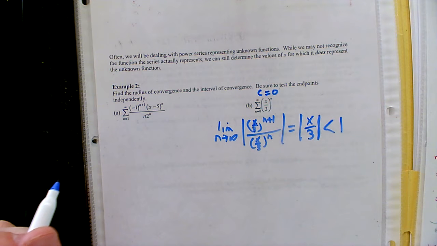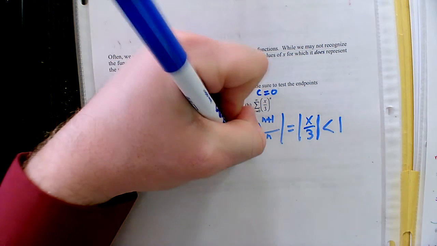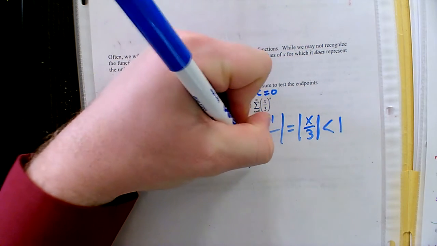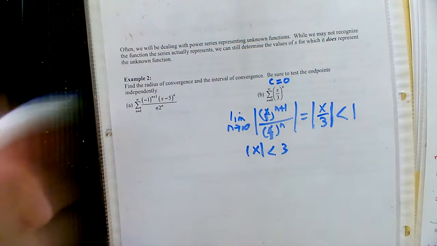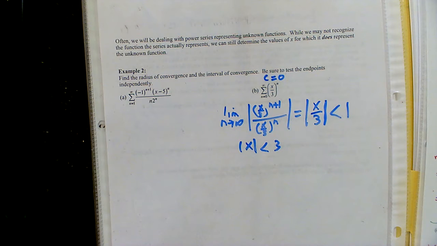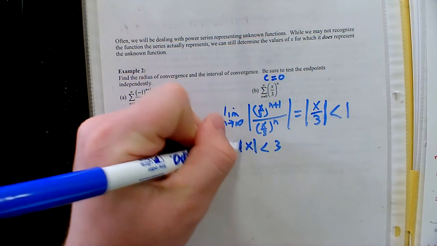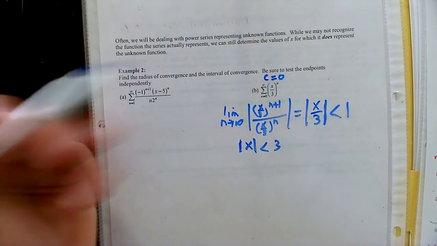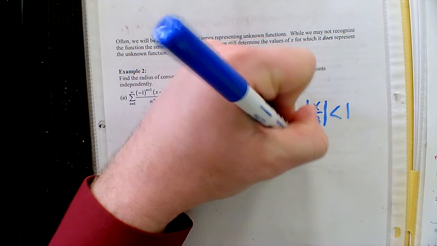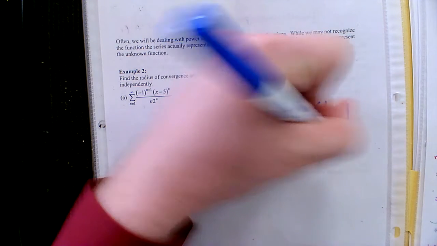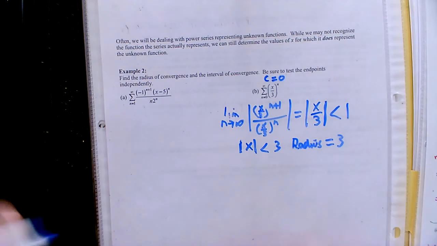But again, we want this to be some x value less than something. So how do we get x by itself? Yep, multiply by 3. So we're saying that x should be less than the value of 3. So when we get the absolute value of x less than some value, this is what we're saying just as yesterday. This is our radius. So our radius of convergence is equal to 3.